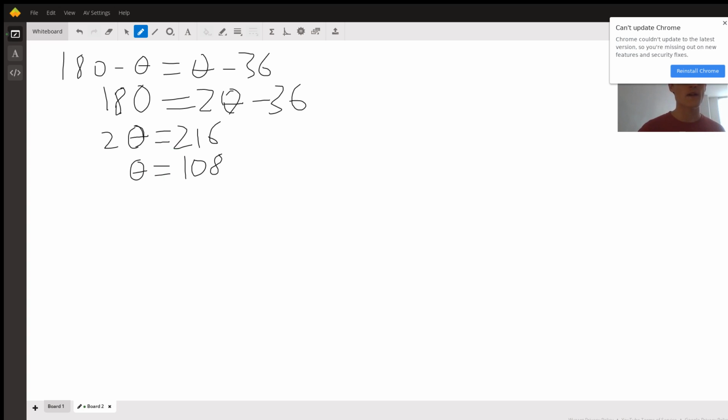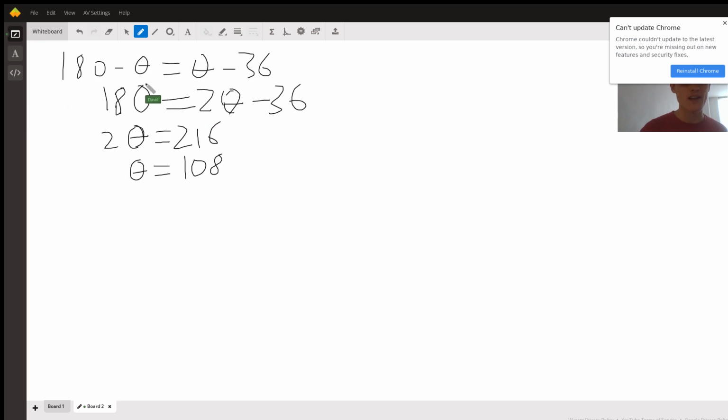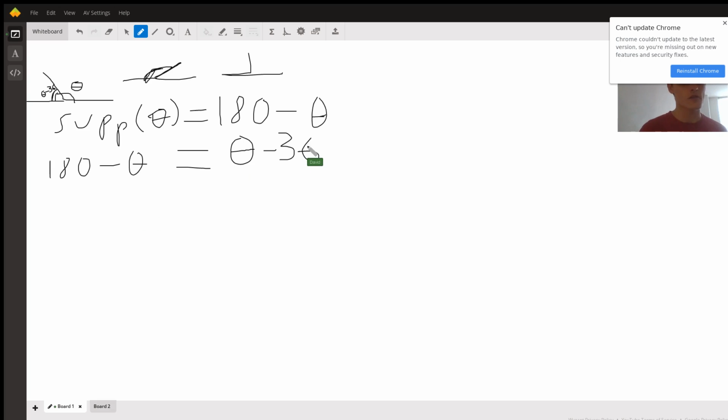Now we should just check if that makes sense. First of all, we said that we wanted an obtuse angle. Is 108 obtuse? Yeah, sure. Is 108 minus 36? Well, that's 72. Is that acute? Sure. And is it true that 180 minus 108, that's 72, is equal to 108 minus 36? Yeah, that's also 72. So we found the solution to this. There's only one solution. That's how linear equations always work.